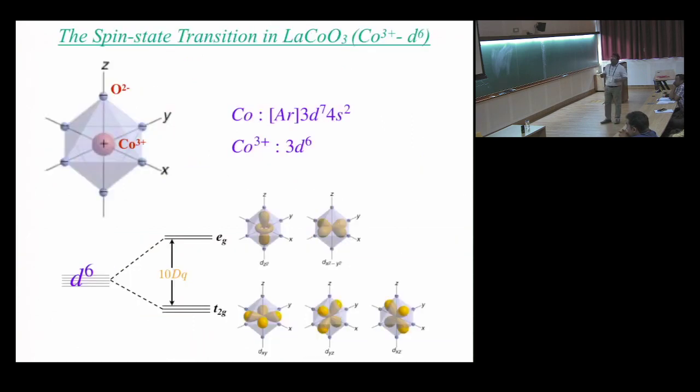So to model such a transition, which is thermally driven, a rare one, is the spin state transition in cobaltates. So here, as I said, cobalt, which has 6 electrons, 3 plus, is surrounded by 6 oxygens in an octahedral symmetry, and this is how the levels split.